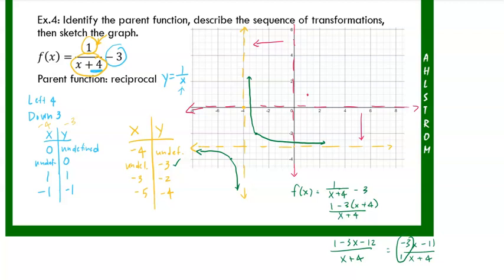And this 1, 1 right here, and this negative 1, 1, move to be these points right here. Good job. Okay, and the sequence of this doesn't matter because the left 4 affects the x and the down 3 affects the y. You do them together.